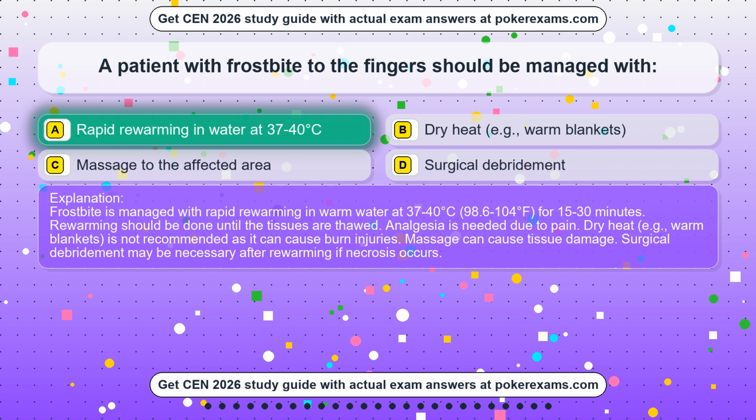Frostbite is managed with rapid rewarming in warm water at 37 to 40 degrees Celsius, 98.6 to 104 degrees Fahrenheit, for 15 to 30 minutes. Rewarming should be done until the tissues are thawed. Analgesia is needed due to pain. Dry heat, e.g., warm blankets, is not recommended as it can cause burn injuries. Massage can cause tissue damage. Surgical debridement may be necessary after rewarming if necrosis occurs.